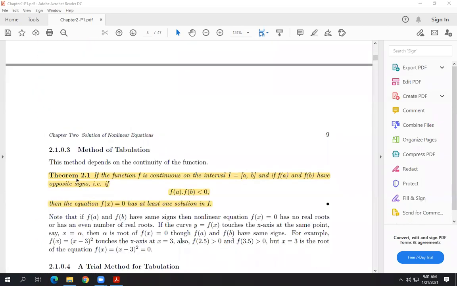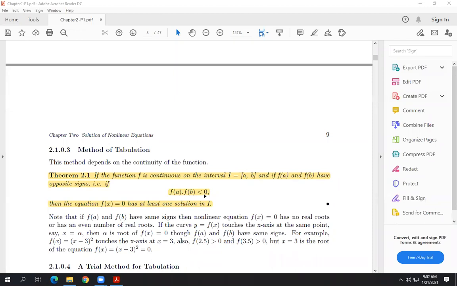This is one of the good theorems we have here: after finding f of x, take all the terms to one side, make one side equal to 0, and that gives you f in the equation. Then f must be continuous inside the interval, and the values of the function at the endpoints of the interval must be of opposite sign. Opposite sign means one negative, one positive. Then it guarantees alpha is inside the interval. And when alpha is inside the interval, then we can start.